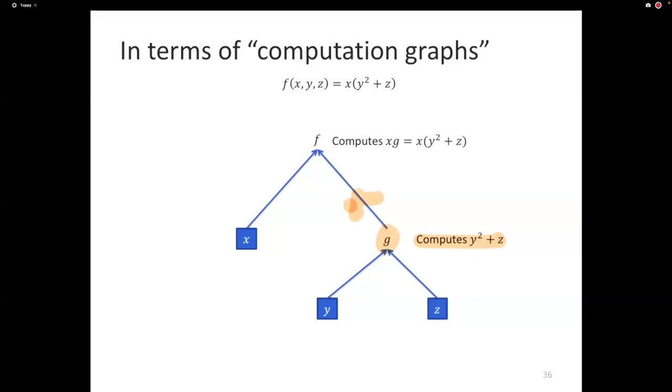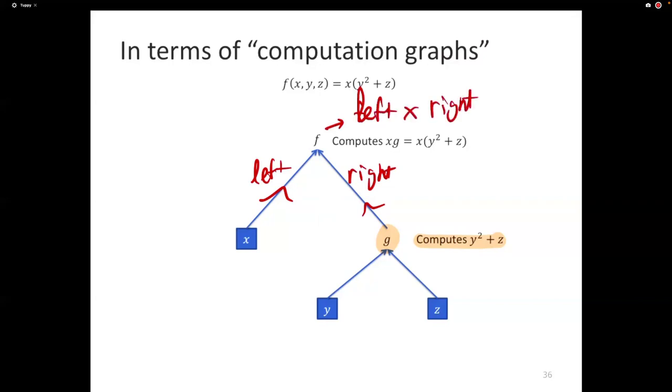The function f does not know about the existence of the function g. It has two inputs. All it does is, given its two inputs, it just multiplies them. So given input left and right, f simply computes left times right. If we call the thing on the left x and the thing on the right g, then the node on top that I'm calling f computes x times g.